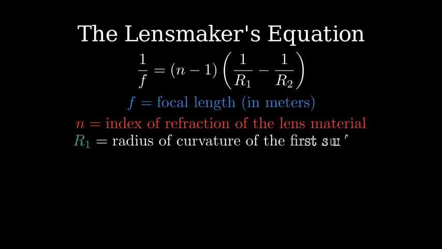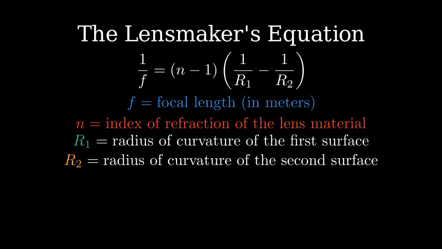R1 is the radius of curvature of the first surface, which is the side where light enters the lens. R2 is the radius of curvature of the second surface, where light exits the lens. It's important to understand that these parameters follow specific sign conventions in optics. Now, let's discuss the sign conventions, which are crucial for correctly applying the Lensmaker's equation.